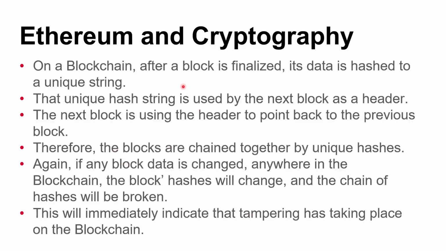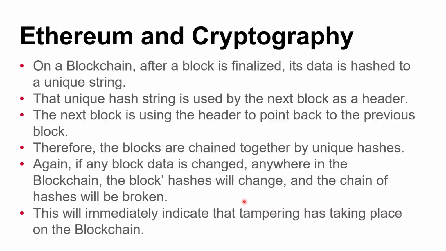On the blockchain, after a block is finalized, the data in the block is hashed to a unique string. That unique string is used as a header in the next block, therefore relating the two blocks together. The blocks are essentially chained together by these unique hashes. Again, if any data in any block anywhere is changed, the hashes will change and the chain will be broken.